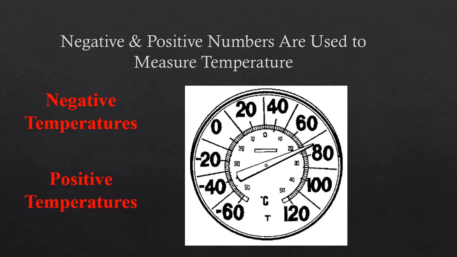Here we have a temperature gauge, basically. I guess you would call it a thermometer, if you will, barometer, what have you. But it is a representation of how we use negative and positive integers to represent temperatures. The further to the right of 0 you are, the greater the temperature, which means the hotter it's getting. The further to the left of 0 you are, the lower the temperature, which means the colder it's getting.